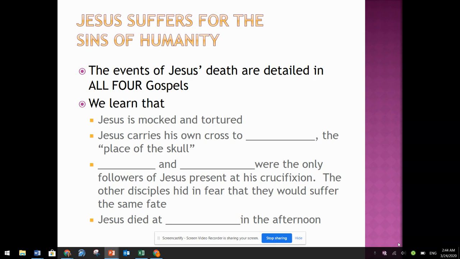And we say that in our 3 o'clock prayer, which is the next bullet point. Jesus died at 3 p.m. in the afternoon, at 3 o'clock in the afternoon. And this is where we get the 3 o'clock prayer from. With the disciple whom you loved, that's St. John. And then Mary is also present at this moment of his death. Moving on.